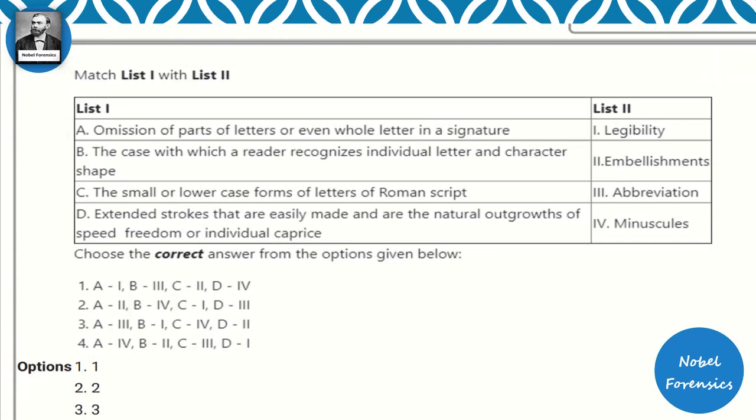Then coming to the 54th, match list 1 with list 2. First we go for list 2: legibility, embellishment, abbreviation and minuscules. Then coming to list 1, omission of parts of letters or even a whole letter in a signature is abbreviation. Then the ease with which a reader recognizes individual letter and character shape is legibility. Then the smaller lowercase forms of letters of Roman script are minuscules. Then extended strokes that are easily made and are the natural outgrowths of speed, freedom or individual caprice are embellishment. So here option 3 is the correct one for this question.